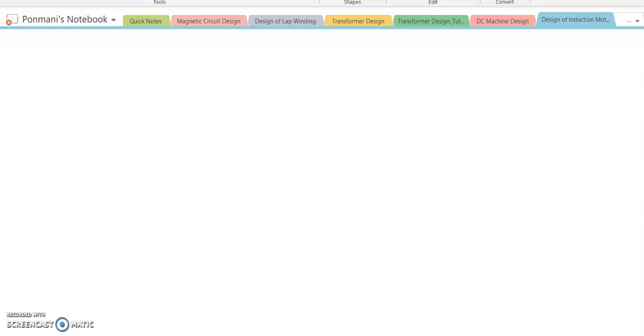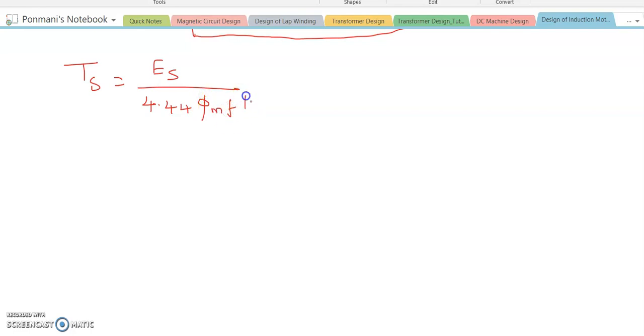The supply voltage is given in the problem itself. Supply voltage is 3300 volt line voltage, so that we can get the phase voltage, which can be substituted in the EMF equation to find out the total number of turns. So I will be writing here the equation to find the total number of turns: Es divided by 4.44 phi m F into Kw Ts. So in this, we will be substituting all the values to find it out.